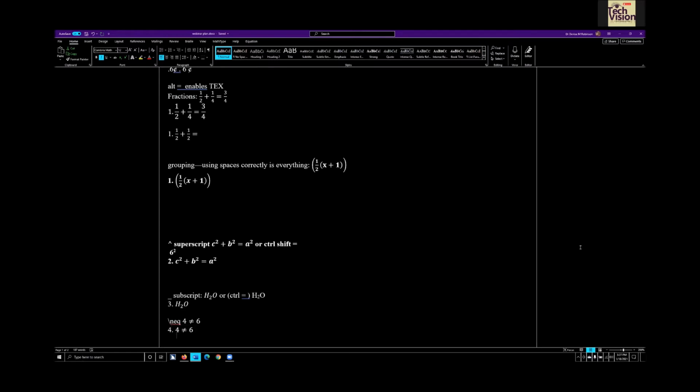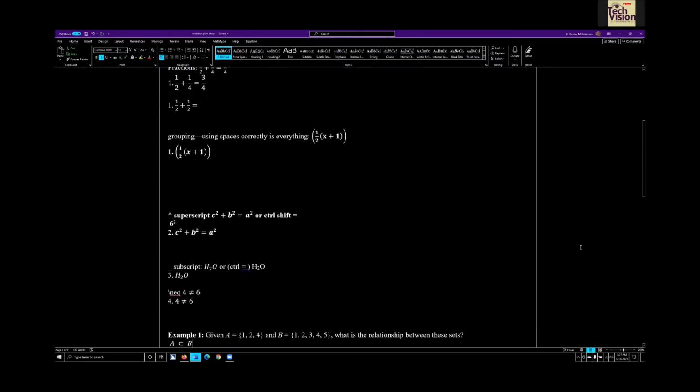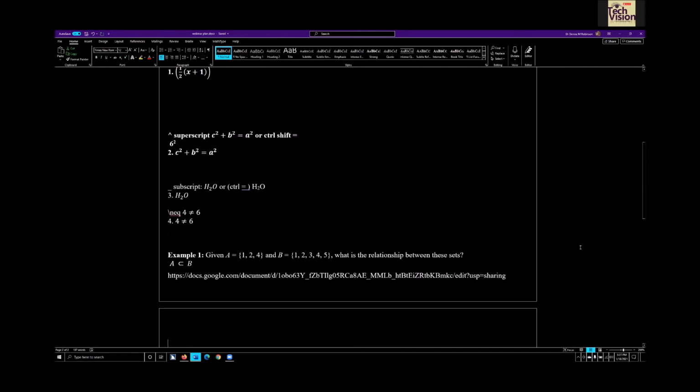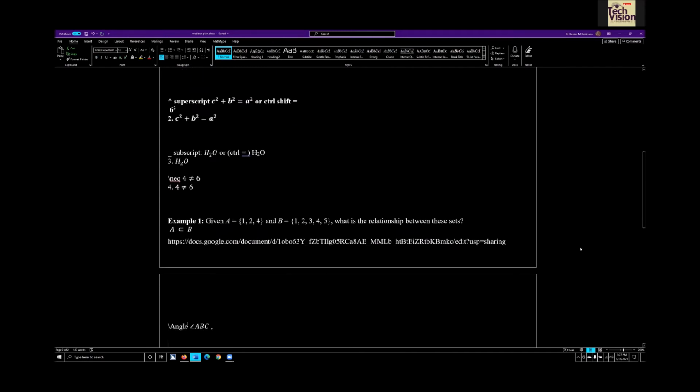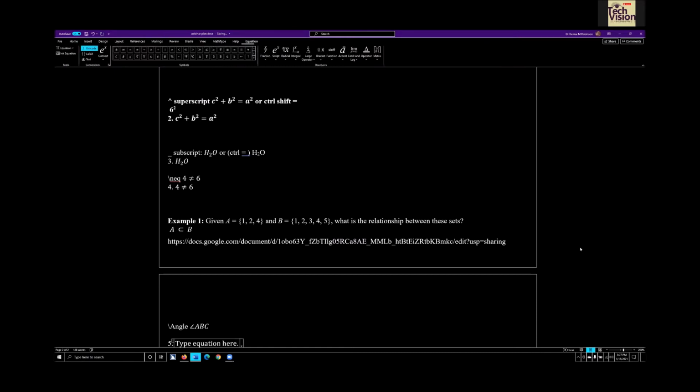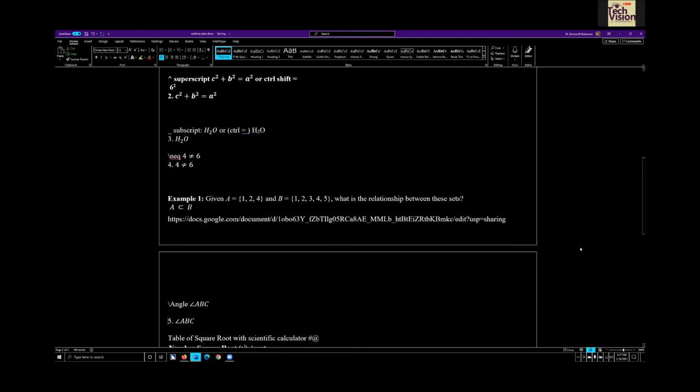No big deal. Example a. I think you guys are getting the idea of this. Angles, let me just quickly show you how to do geometry. So easy. We're going to go ahead and do alt equals selected, type equation, backslash angle, autocorrect angle, A B C, ABC, enter. 5. Angle ABC.